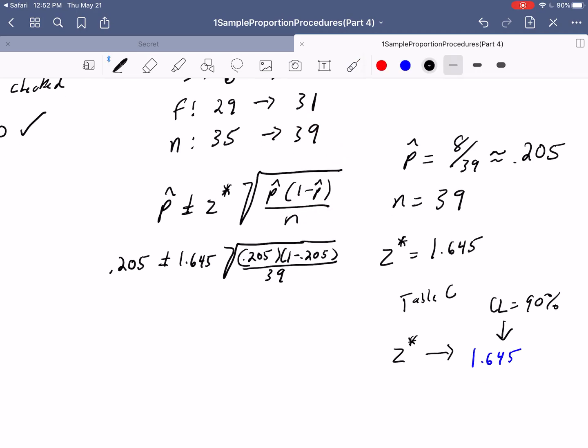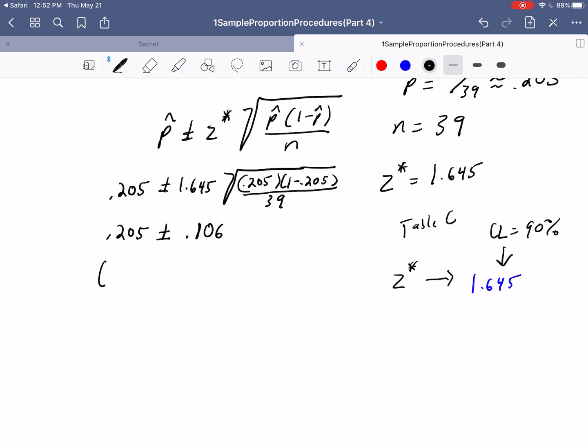So let's get that margin of error first. 1.645 times the square root of 0.205 times 1 minus 0.205, and then divided by 39. It looks like we should have a margin of error of plus or minus 0.106. Then we can build our interval. We take our subtraction there, 0.205 minus 0.106. Looks like we get 0.099, and then our addition, looks like we get 0.311.